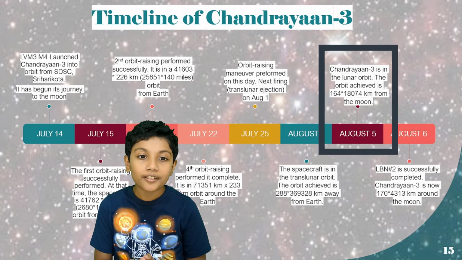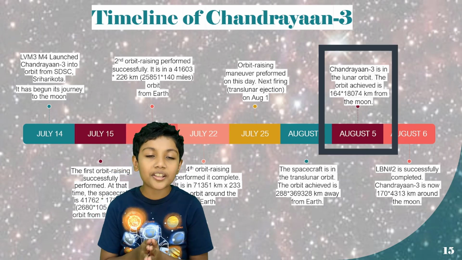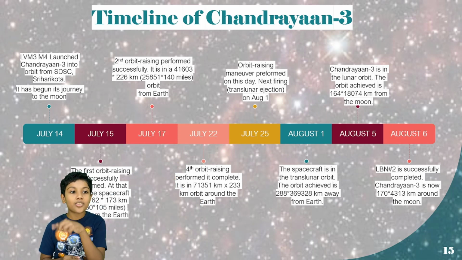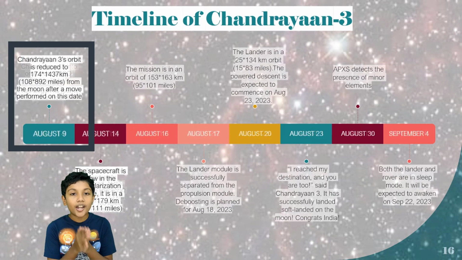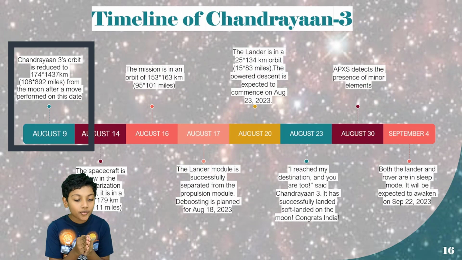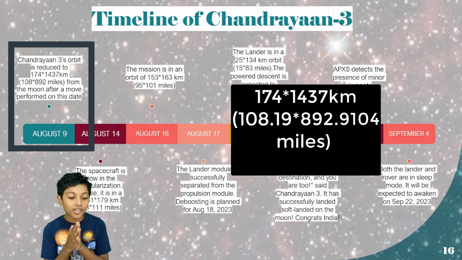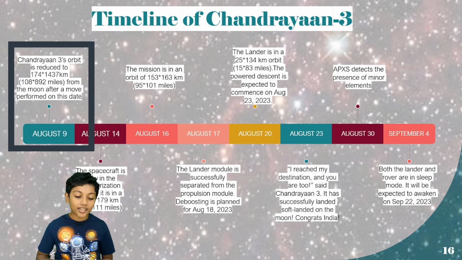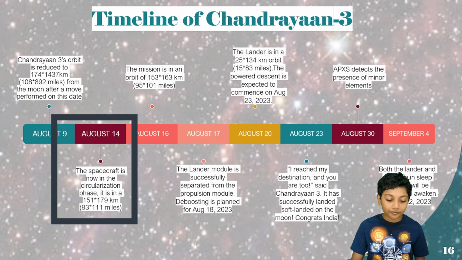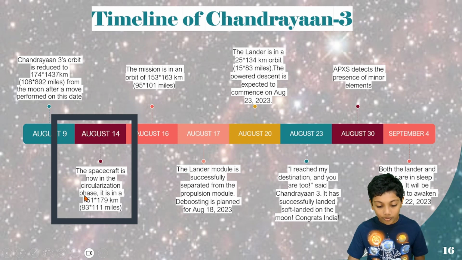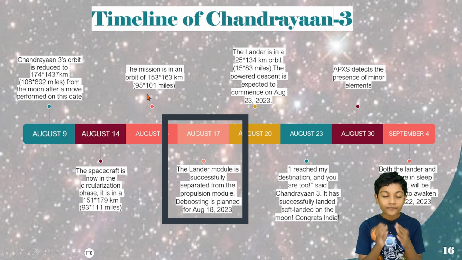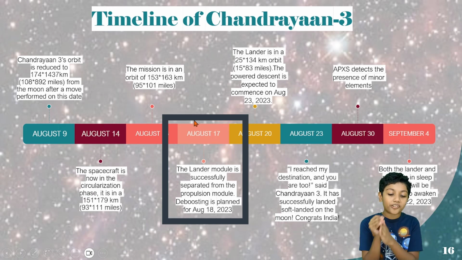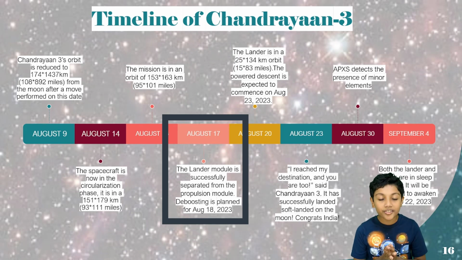Now, on August 5th, Chandrayaan-3 is officially in the lunar orbit, meaning that it's in the moon's orbit. Now, on August 9th, Chandrayaan-3's orbit is reduced to 174 times 1437 km, or 108 times 892 miles from the moon, after a move performed on this date. And on August 14th, it has officially entered the circularization phase. And skip forward all the way to August 17th.